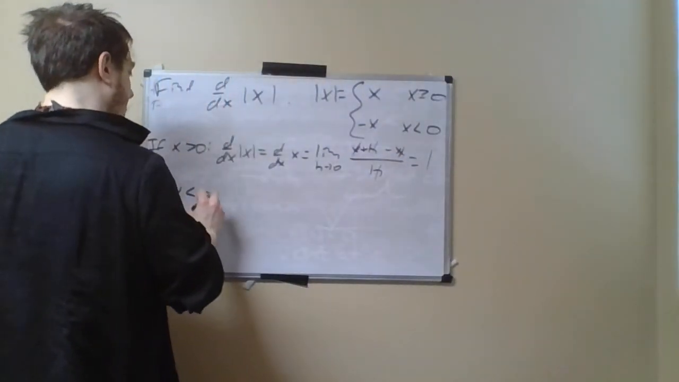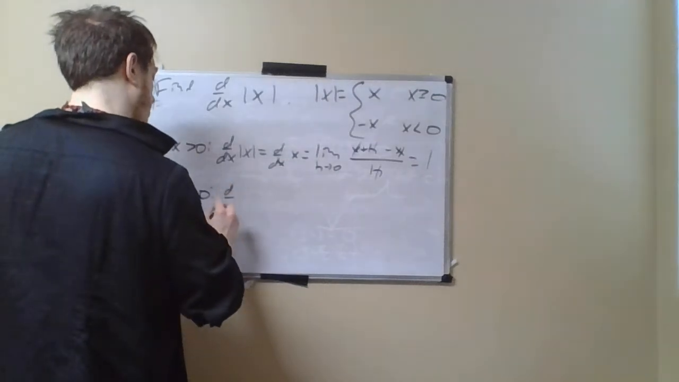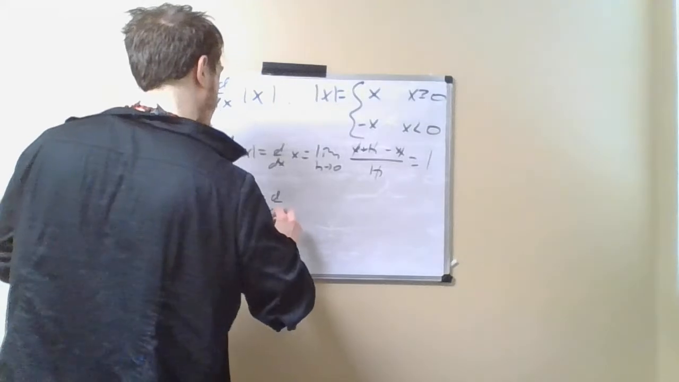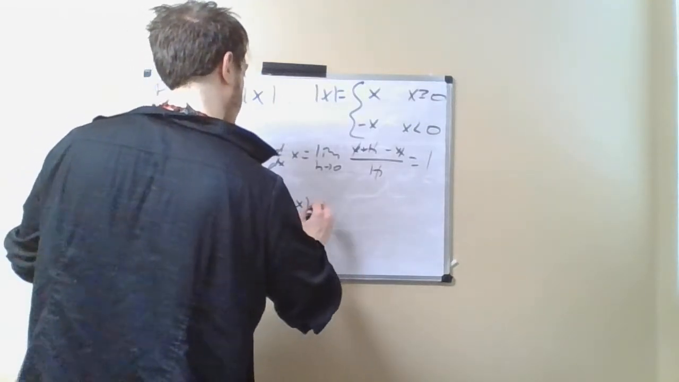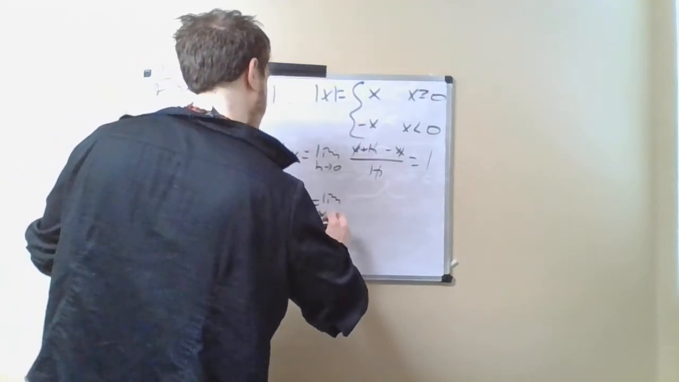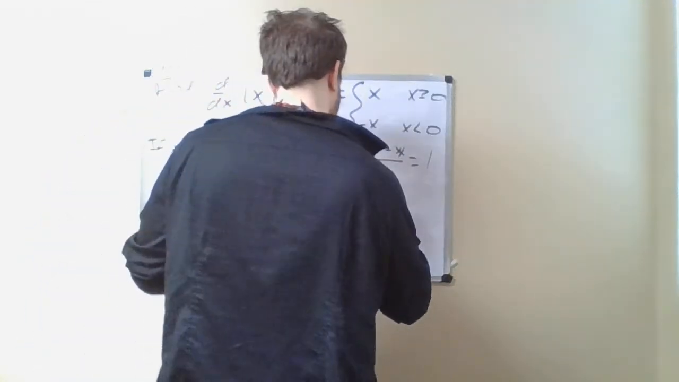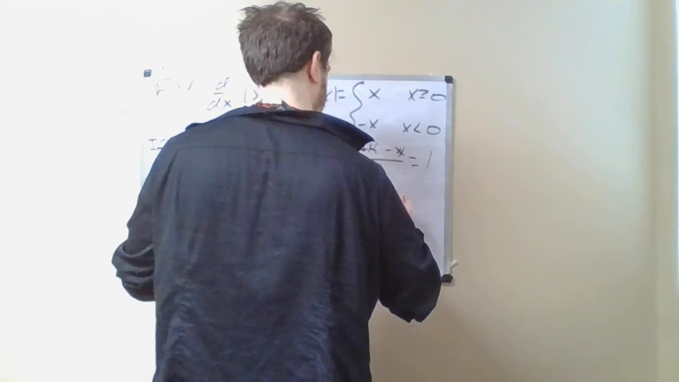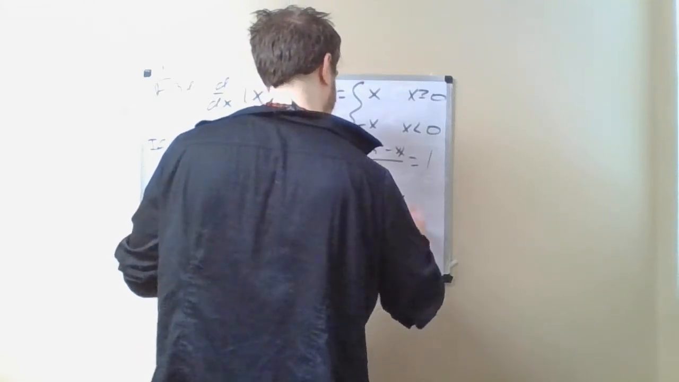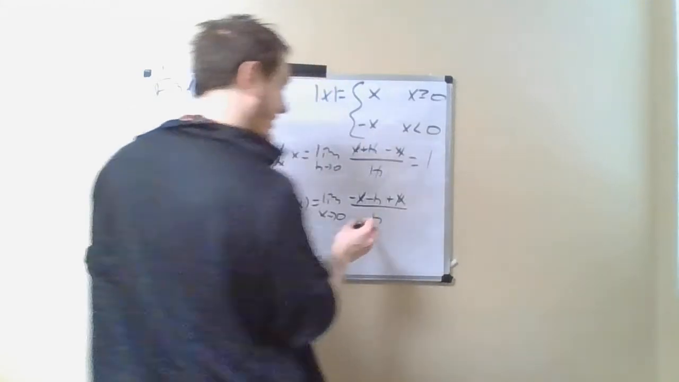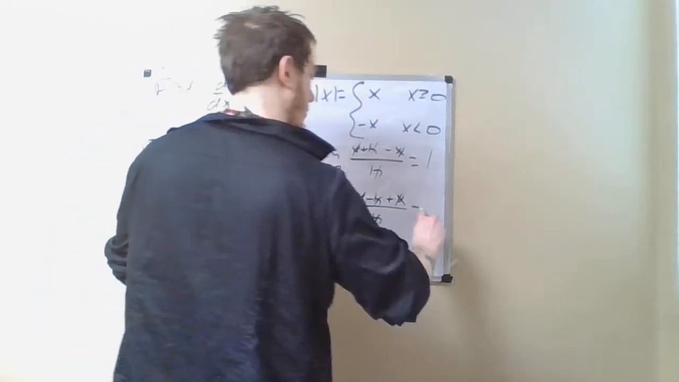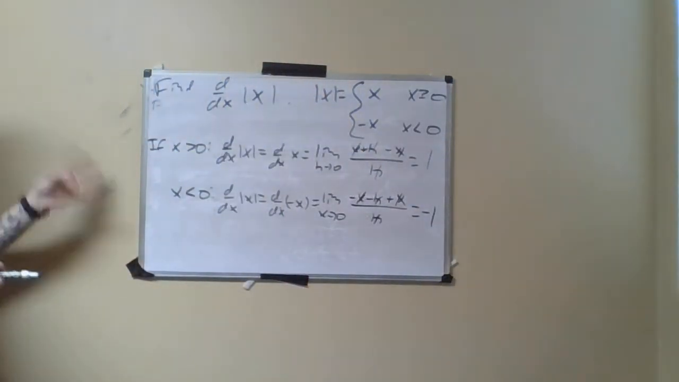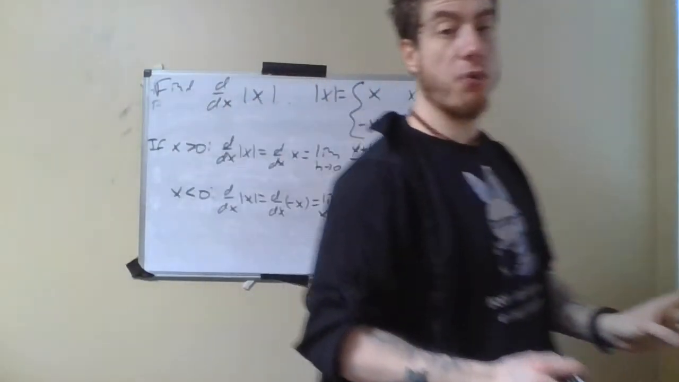If x is less than 0, then the derivative of the absolute value of x is the derivative of negative x. That's going to be the limit as h approaches 0 of negative x minus h plus x, divided by h. The x's cancel, the h's cancel, and that leaves me with negative 1. Not really that much different than stuff we've done before.